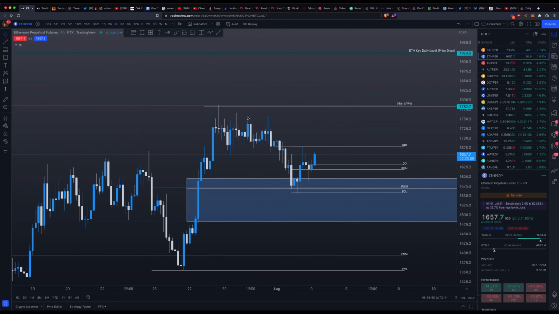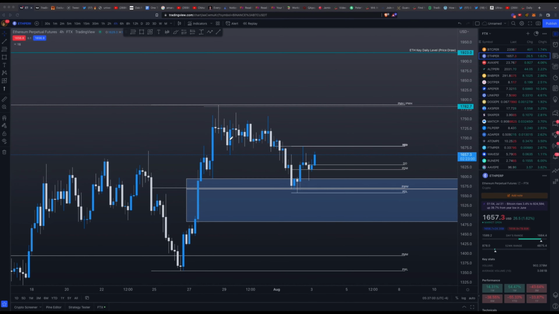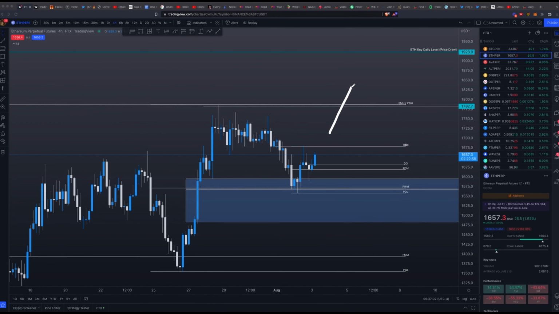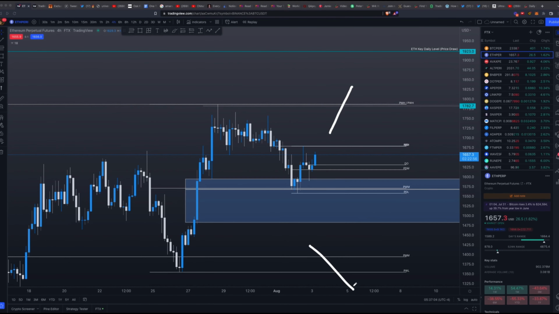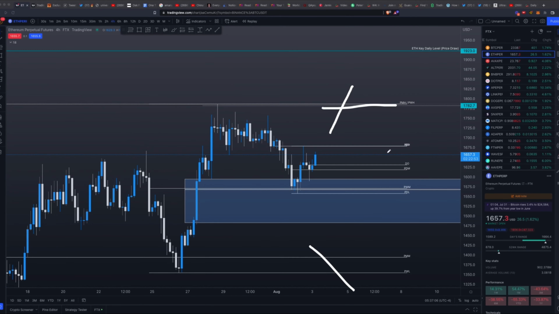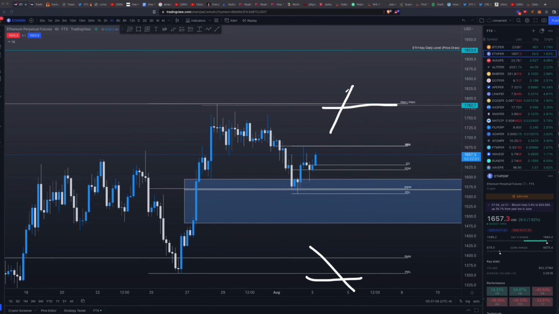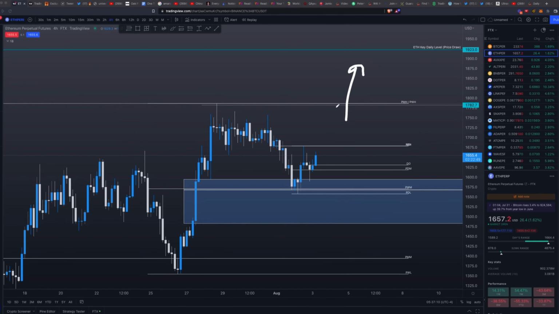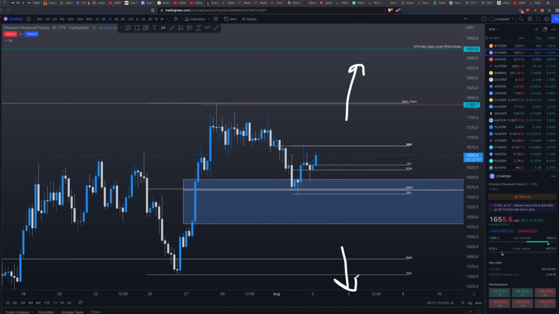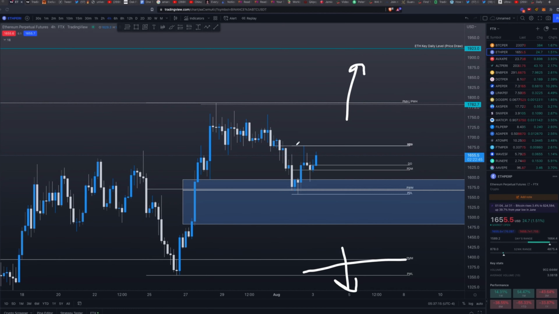Now, what is liquidity? It's basically previous swing highs and previous swing lows. Now, why is there liquidity there? It's because more often than not, when retail traders see a previous swing high get taken out or a previous swing low, they immediately assume that resistance or support has been broken. And usually when resistance has been broken, you tend to go long. When support has been lost, you tend to go short.